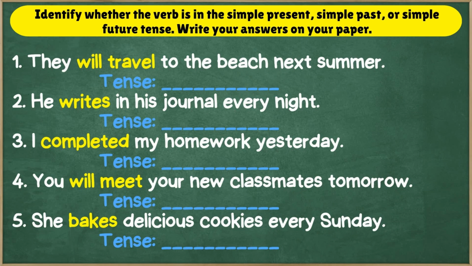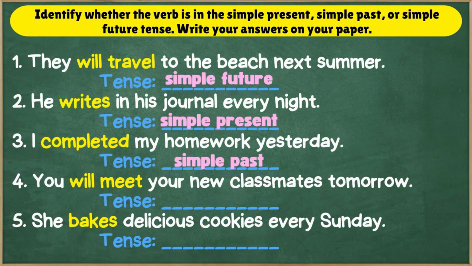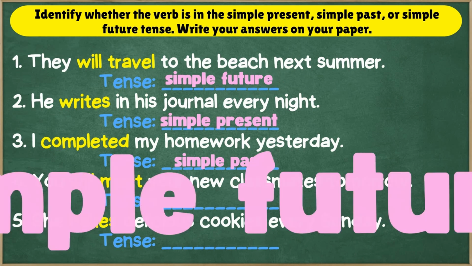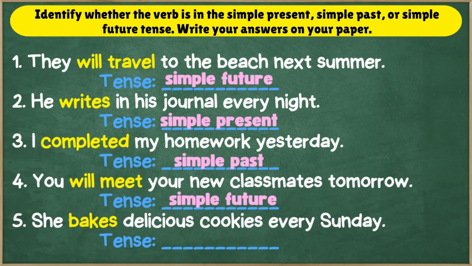So what is the tense of the verb on the first sentence? Great! It's future or simple future tense. How about on the second? Right, it's simple present tense. And on the third sentence? Yes, simple past tense. On the fourth? Good job, it's simple future. How about the last one? Bakes is in the simple present tense. Amazing!